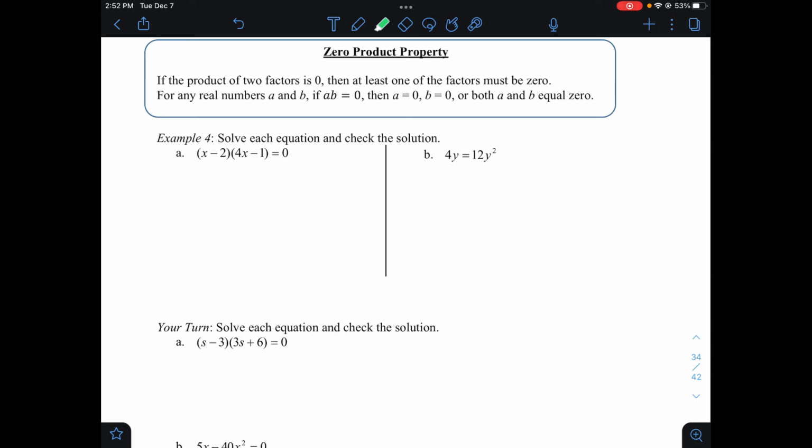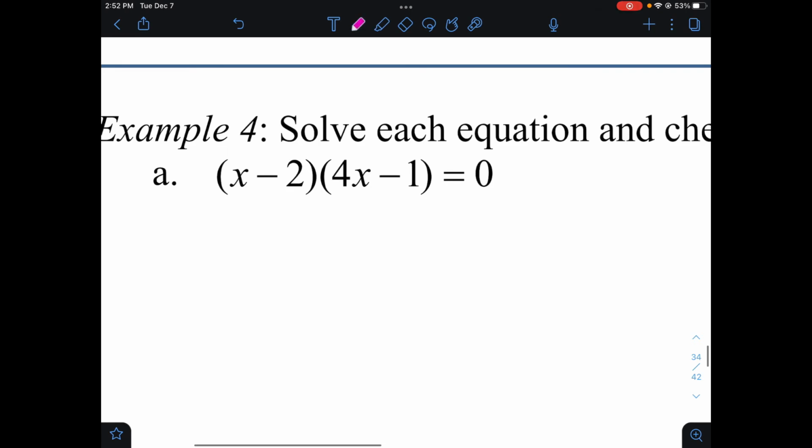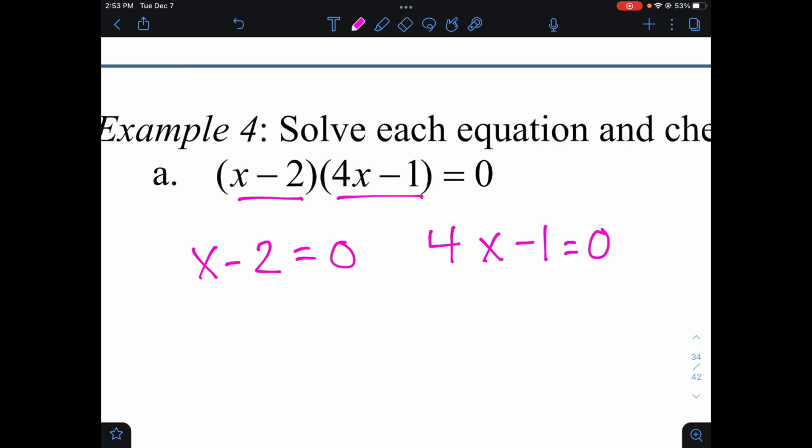So, for example 4, we have to solve each of these equations and then check our solution. So if I'm going to solve this first one, it's already in factored form, so I don't want to FOIL them. There could be two factors, I could have 4 or 5 of them. It doesn't matter. To solve this, I set each term equal to 0 and solve each of them for x. So this one's pretty easy. I just have to add 2 to both sides. So we get x is equal to 2.